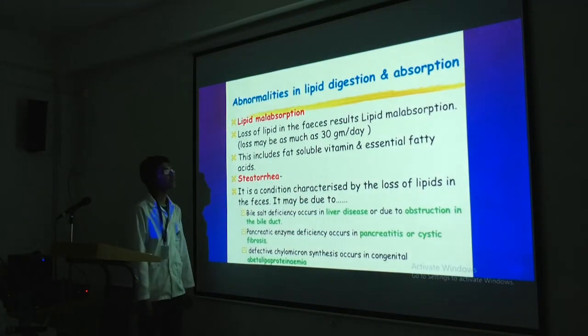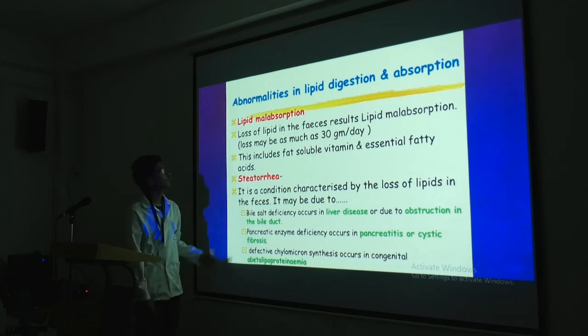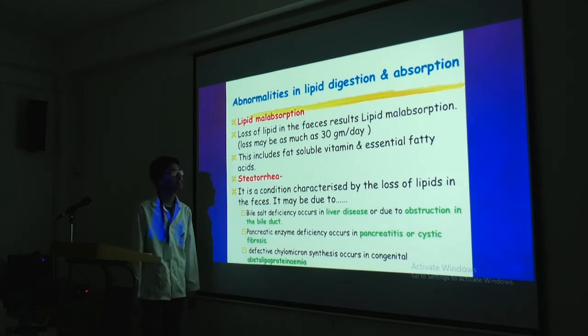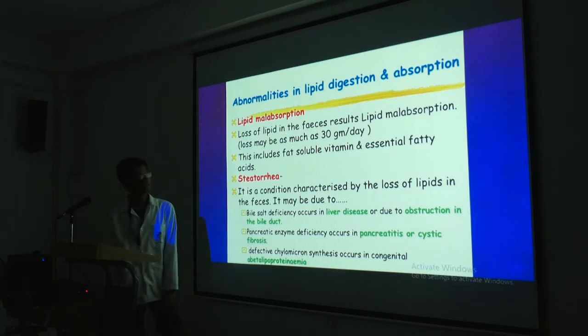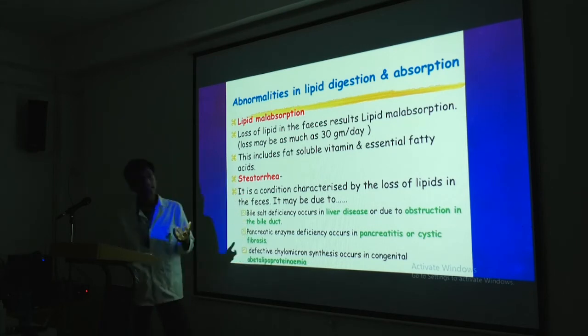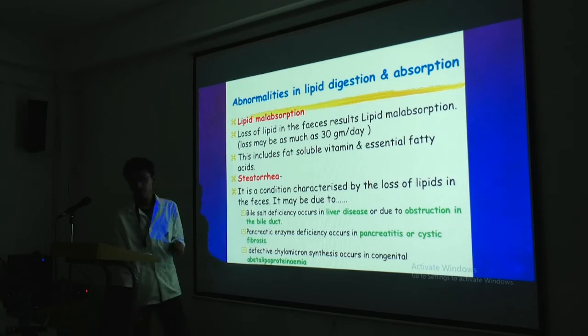Now, abnormalities of lipid digestion and absorption. In abnormalities of lipid digestion, there is lipid malabsorption and steatorrhea. A lot of lipid in the feces results from lipid malabsorption. When we lose lipid in the feces, as an example, of 30 grams of lipid per day being absorbed, this is lipid malabsorption.